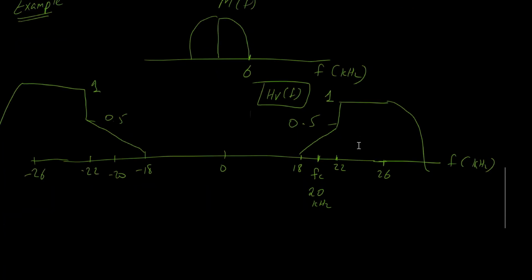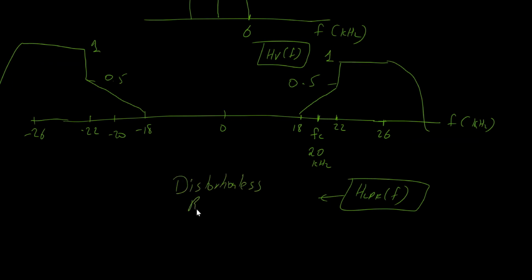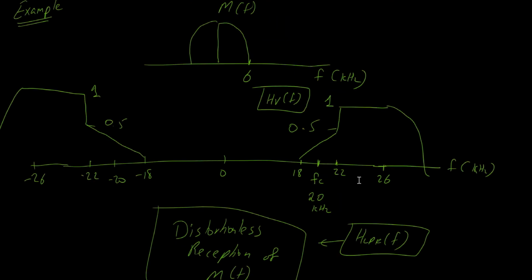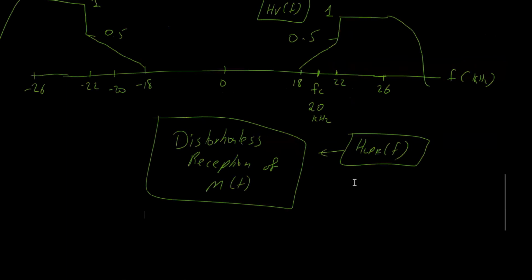So this is our filter. The question is, we need to design a low pass filter such that we achieve a distortionless reception. So we have to again go back to this expression which defines how the transmitter filter relates with the low pass filter at the receiver side. So basically we are interested in Hv of f minus fc and Hv of f plus fc, right?